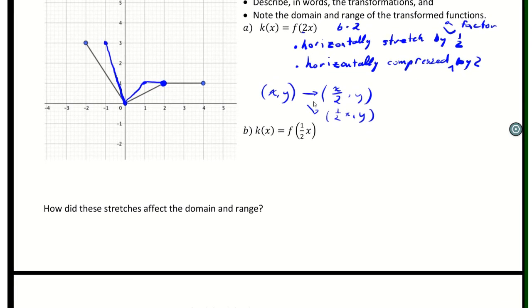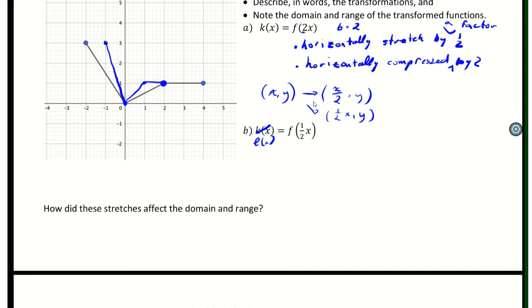My next example here, now I'm going to criticize this. I have k(x), and I really shouldn't. I should have L(x). We must have different letters for each function. The only one where you can get away with it is by calling it y is equal to f(1/2 x). So I'm going to change colors here. I think I'm going to like pink or red. Okay, red.